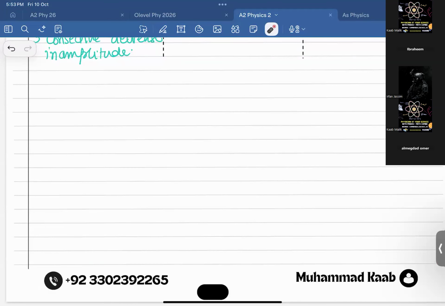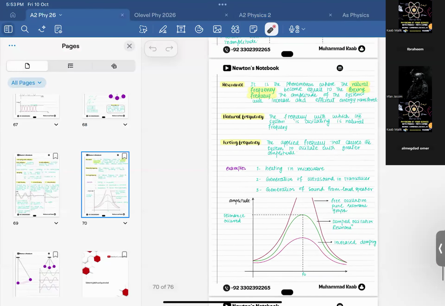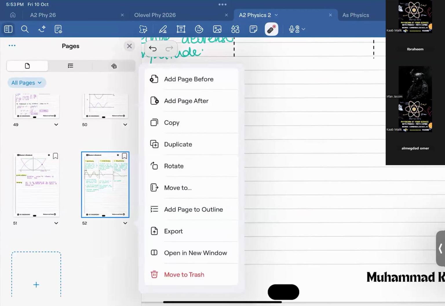resonance. I hope you have heard of the concept of resonance. I'm also going to copy and paste it. Since it only contains theory concepts, that's why I'm pasting.